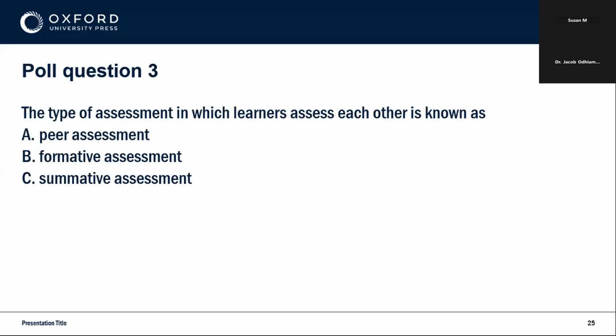Yeah, the teachers have put in peer assessment, though I have seen B is formative assessment, but the majority have put in A, peer assessment. Yeah, that's very good. It's peer assessment. Formative assessment and summative assessment are done by the teacher. Peer assessment is done by the learner, where the learners assess themselves. By the way, this one is a very important approach to assessment. I hope teachers are using that.